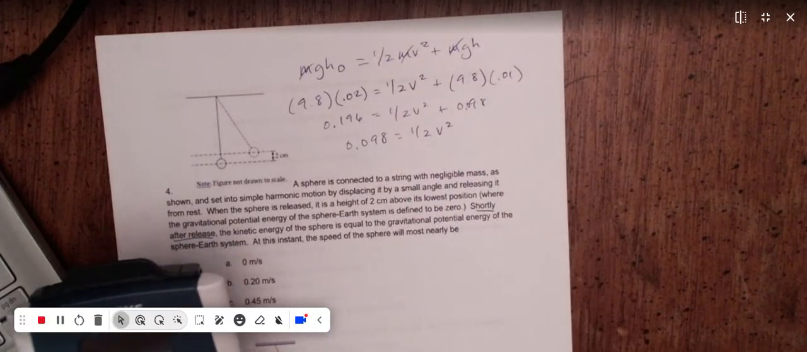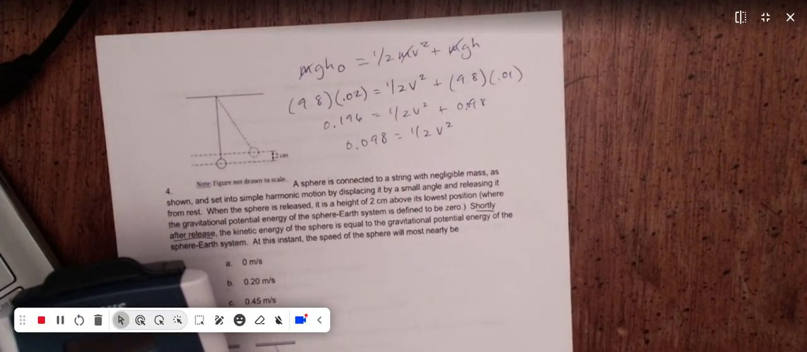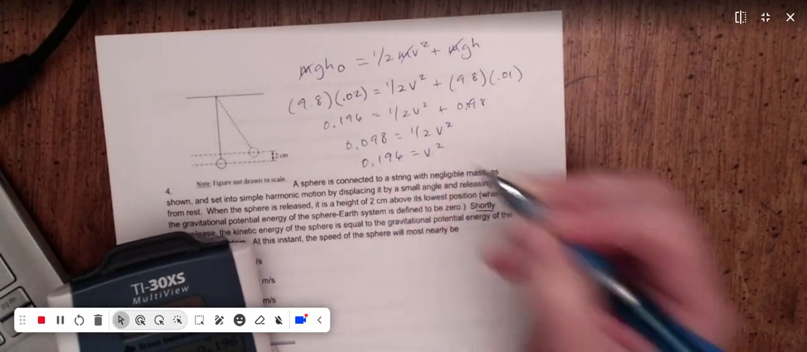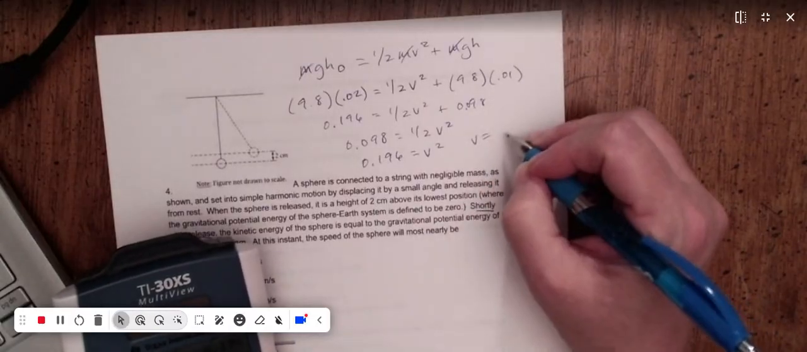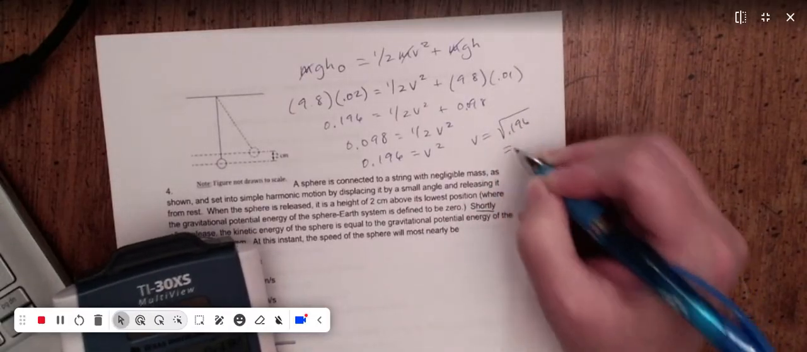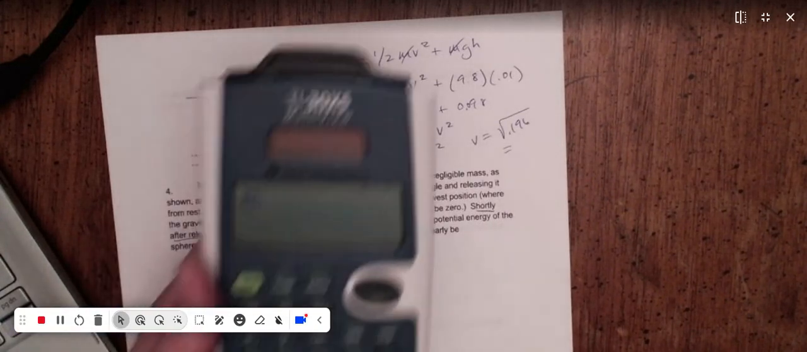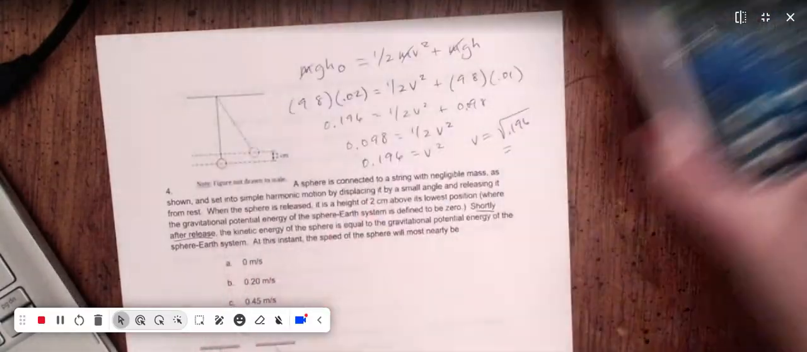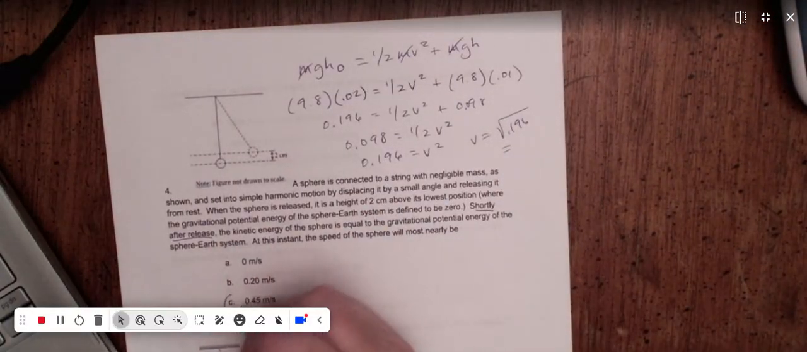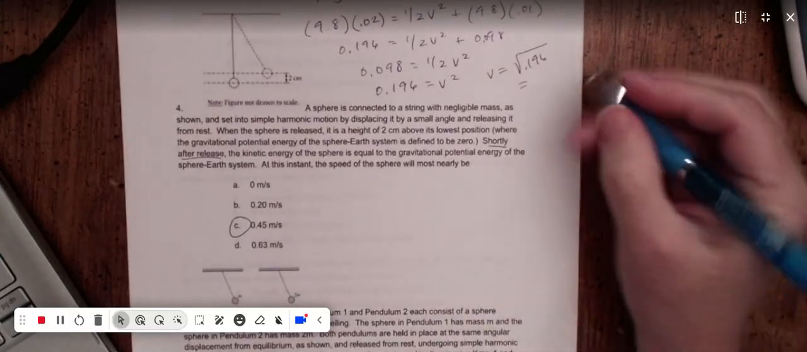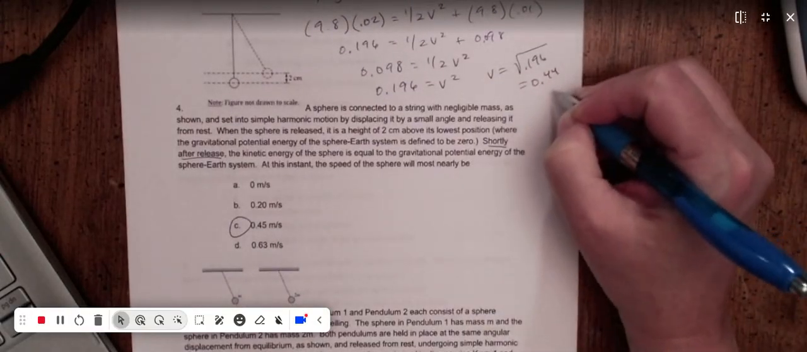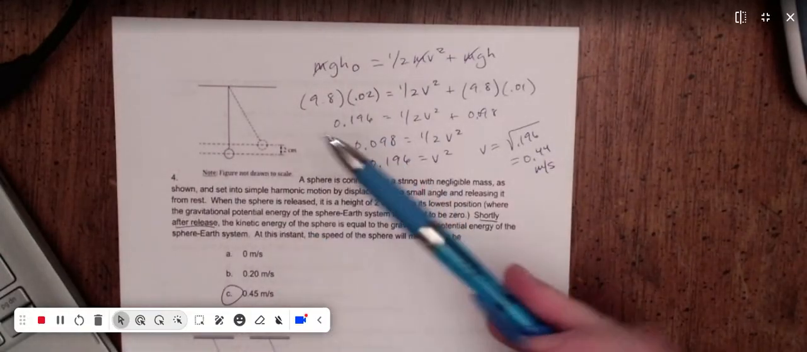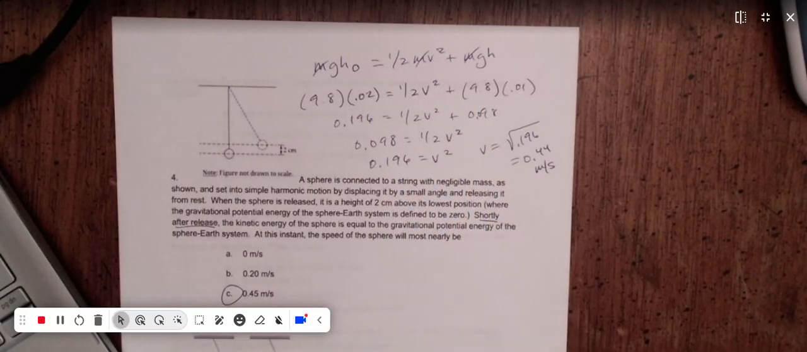I'm going to divide both sides by that half. So again, I keep going back and forth between the same numbers. Then v is going to be the square root of 0.196, which is 0.44. So the closest answer to that is 0.45. So 0.44 meters per second is going to be the speed at that point. I used conservation of energy in order to do that one.